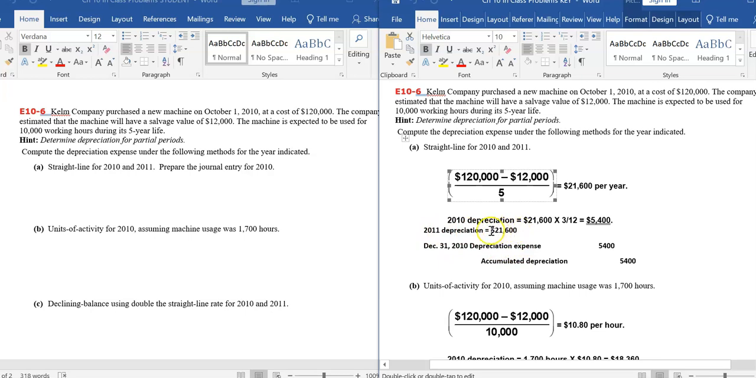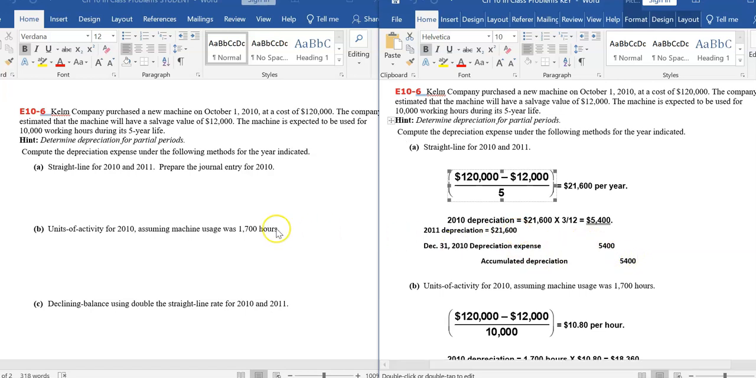2011, we will be owning and using the asset for the entire year, which means the entire year's depreciation would be recorded in 2011. So the journal entry at the end of 2011 would be the same. Debit depreciation expense, credit accumulated depreciation, but it would be for a full year's depreciation of $21,600.